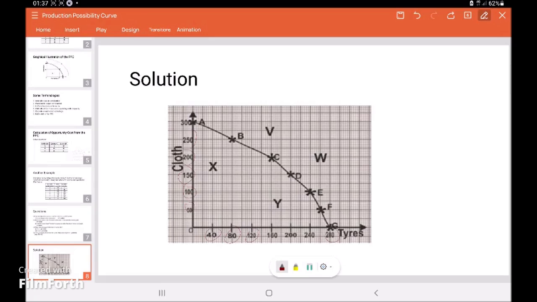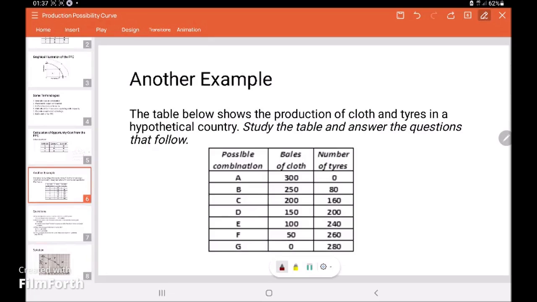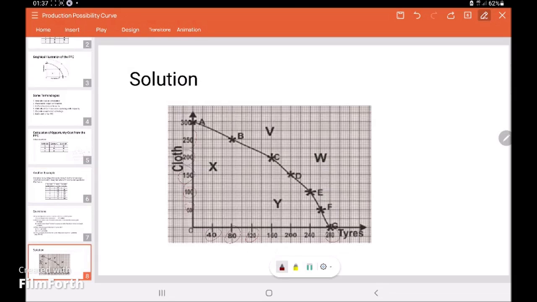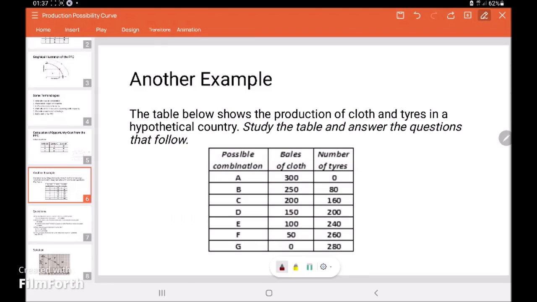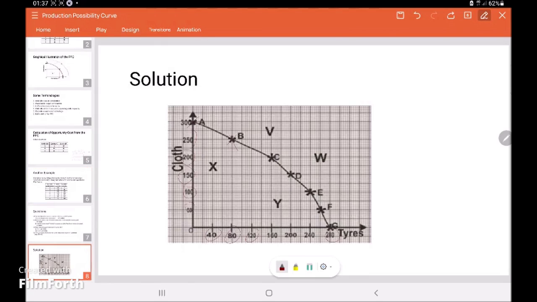So you see that from the table for combination A, we have 300 and 0. So 300 for the cloth and 0 for the tie. So we have 300 here. And then the next point, you see that for cloth, we have 250 and then 80. Then you plot like that, 250 and 80. So combination B, 250 for cloth and 80 for ties. So when you come there, you plot it like that. So you follow suit and plot it nicely.